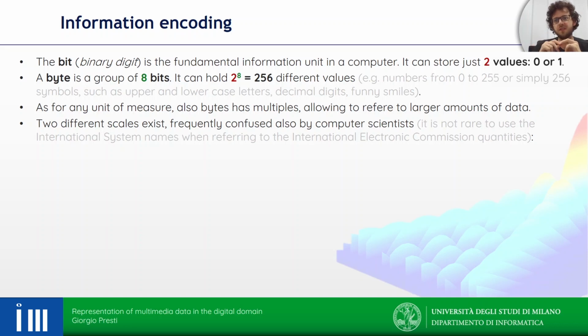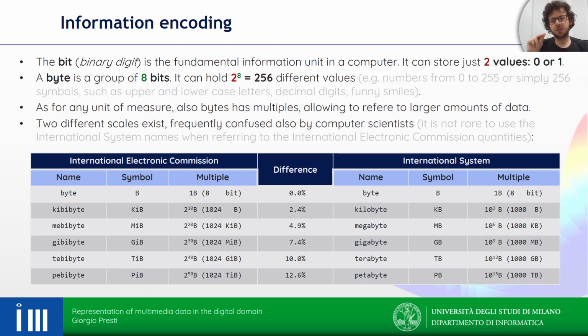Unfortunately, two different scales of multiples exist, and those two different scales are frequently confused, also by computer scientists themselves. In particular, these two scales of multiples are the one defined by the International Electrotechnical Commission and the one defined by the International System. Let's see the International System first.